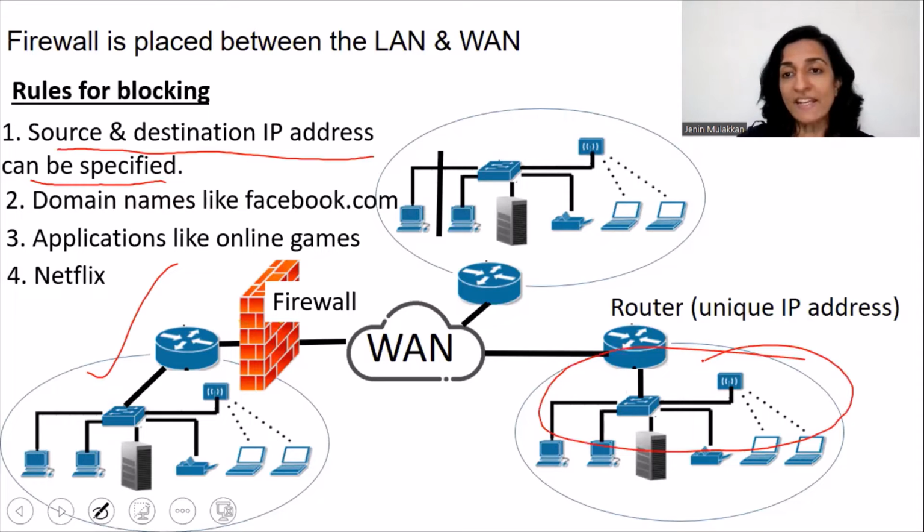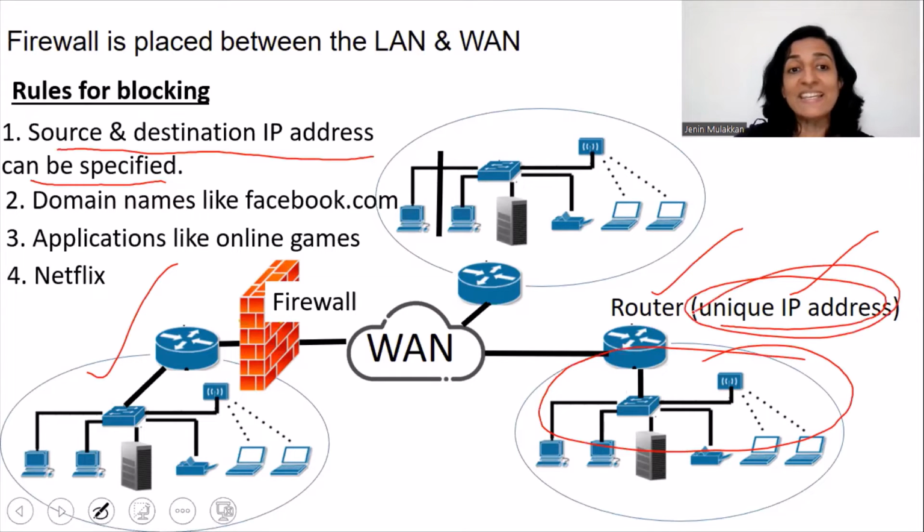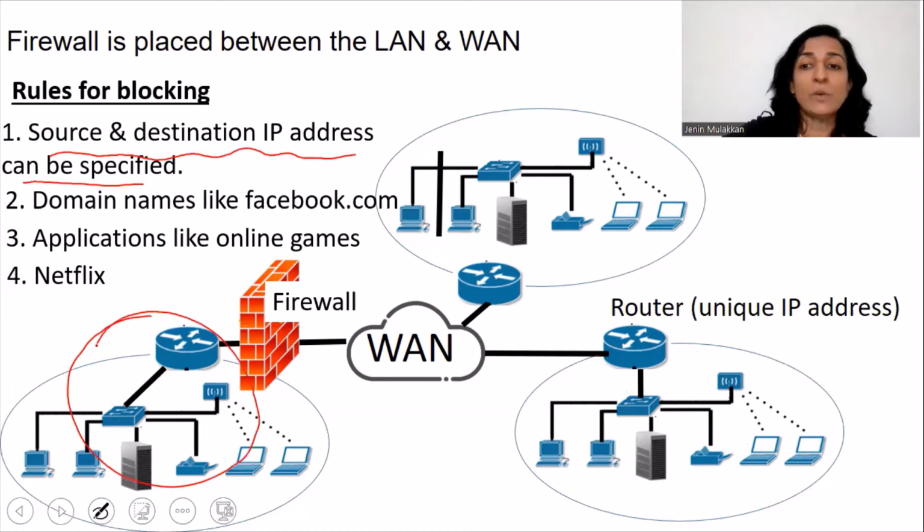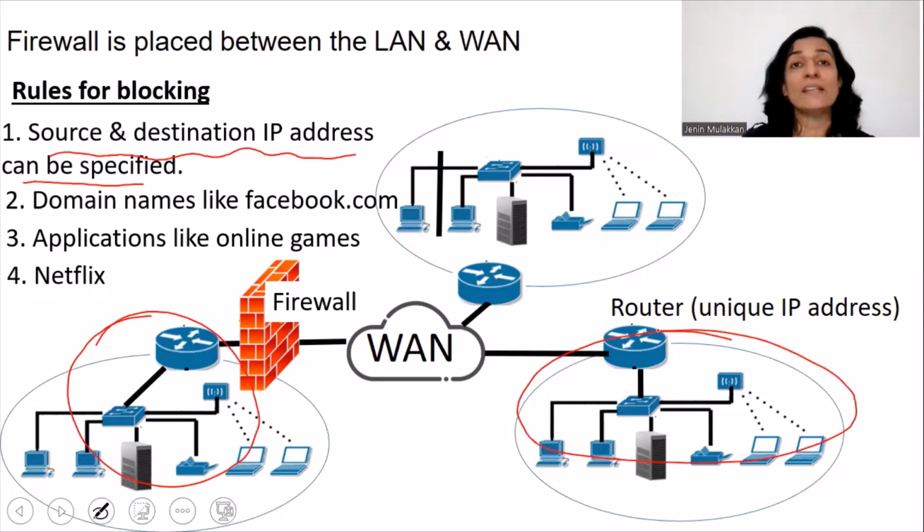Okay. Now, I said that every router has got a unique IP address. So, if this IP address is specified in the firewall, then the firewall will allow into the system only the traffic that is coming from this IP address. All the other IP addresses will be blocked. That is one method of blocking any unwanted traffic, that is by specifying the source and the destination IP address. So only the traffic between these two branches can take place. All the other traffic will be blocked.